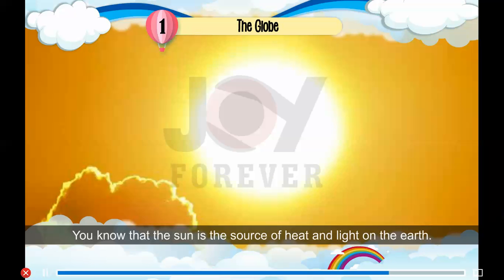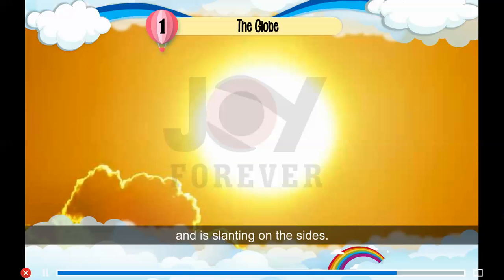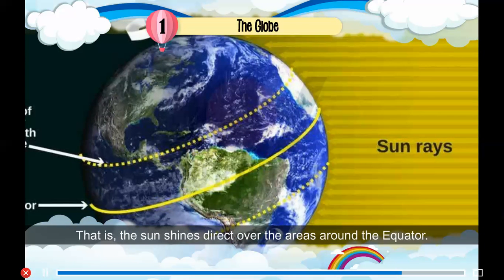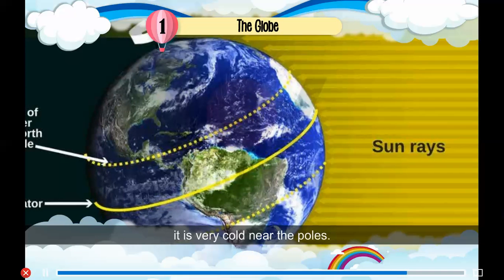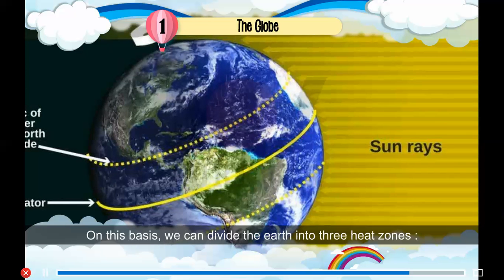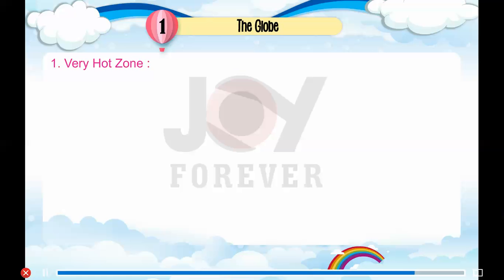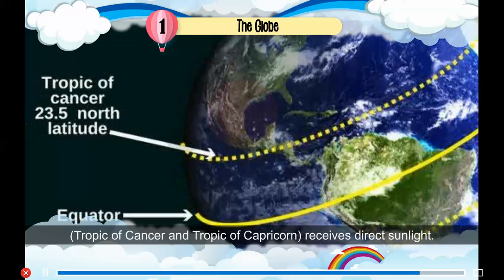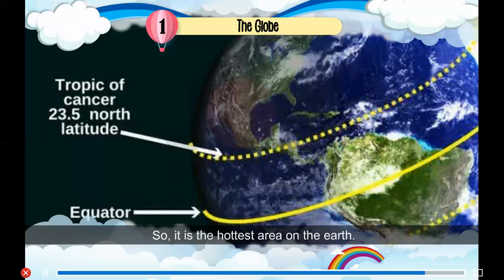Latitudes and heat zones. You know that the sun is the source of heat and light on the earth. In a similar manner, the sunlight falls direct in the middle of the earth and is slanting on the sides. That is, the sun shines direct over the areas around the equator. So, it is very hot in the middle, and due to slanting sunlight on the sides, it is very cold near the poles. On this basis, we can divide the earth into three heat zones. 1. Very hot zone. The area around the equator within the two tropics, Tropic of Cancer and Tropic of Capricorn, receives direct sunlight, so it is the hottest area on the earth.